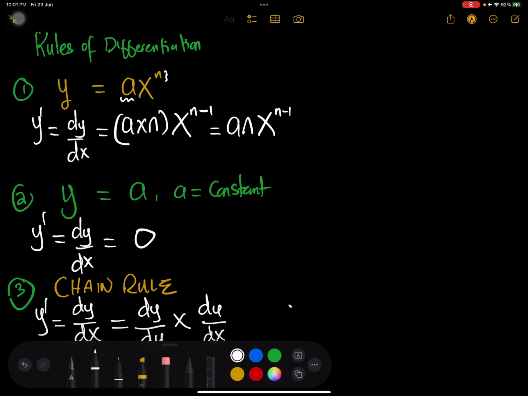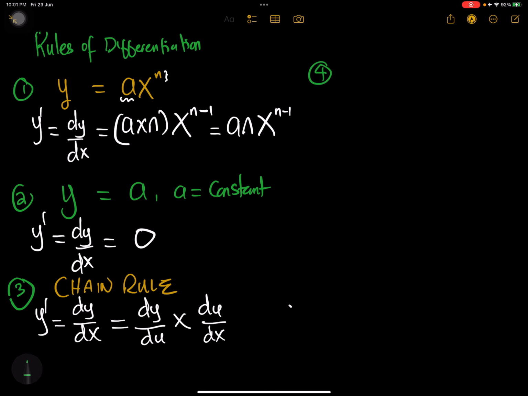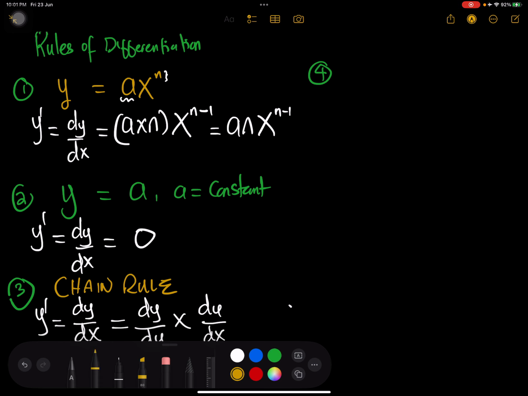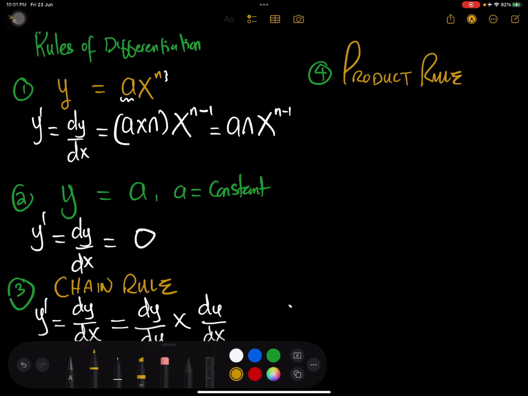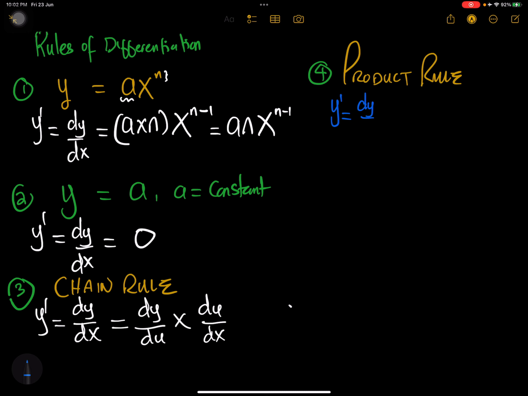Now, the fourth rule is known as the product rule. For the product rule, we are saying that y prime, which is the same as dy over dx, is the same as u multiplying dv over dx, the differentiation of v as a function with respect to x, added to v multiplied by the differential of u with respect to x, so multiplied by du over dx.